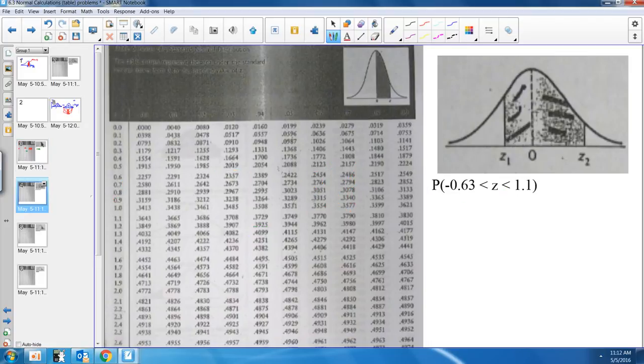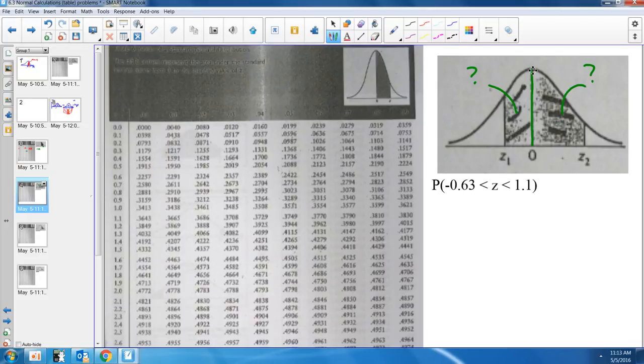Let's go to the next situation. Next situation says, okay, I have a negative z and I'm going to a positive z. What's the probability between those two numbers? The answer to that is I'm going to divide this into two parts, and I'm going to find the probability here, and I'm going to find the probability here. Because again, the probability is always from 0 to the specific number.